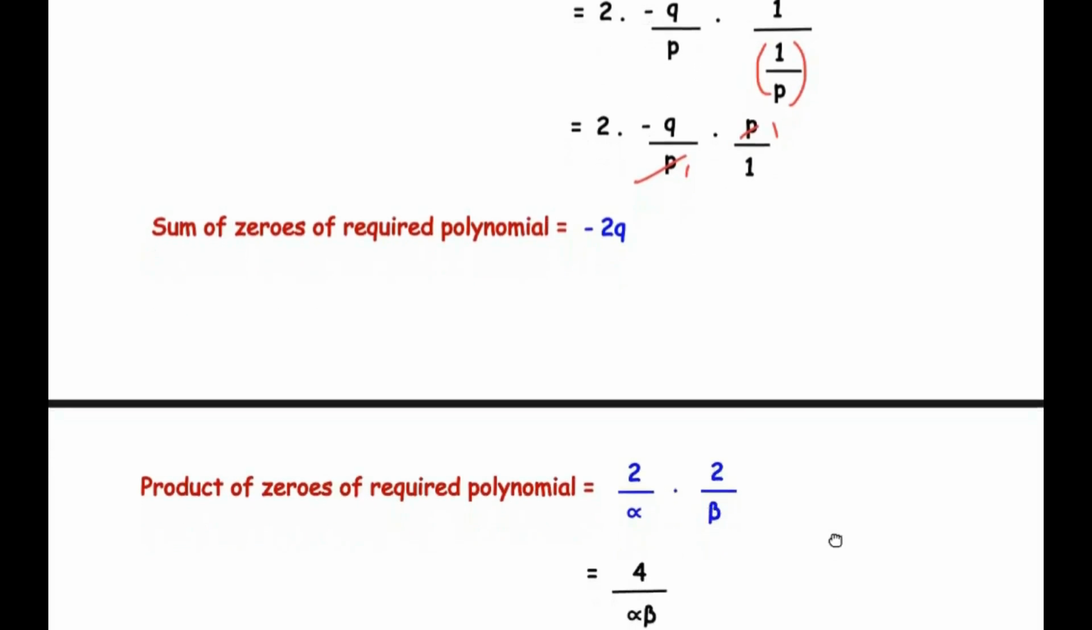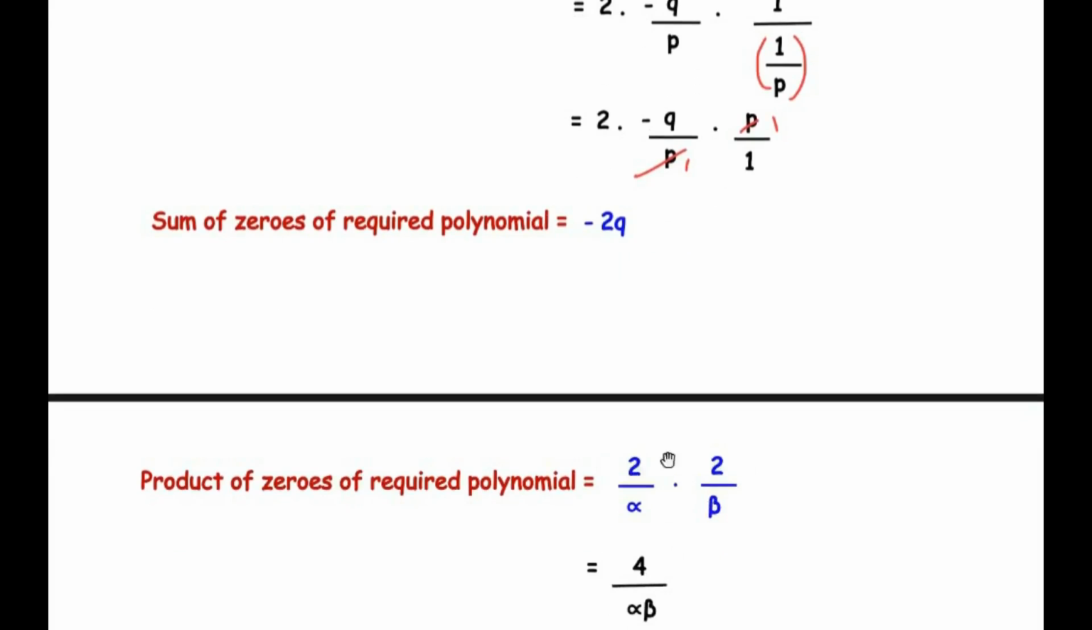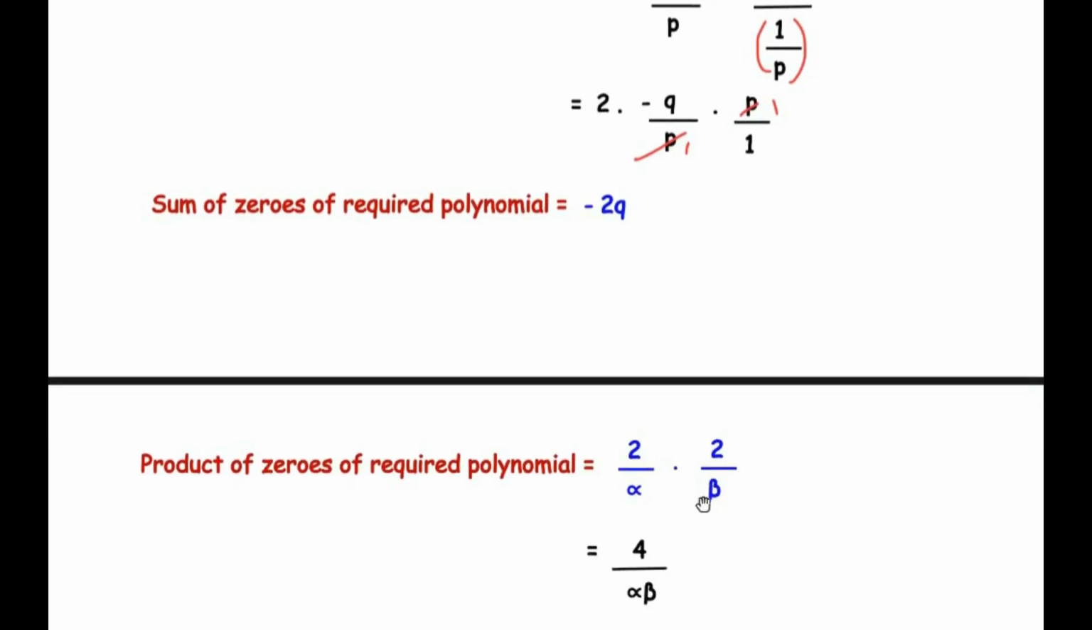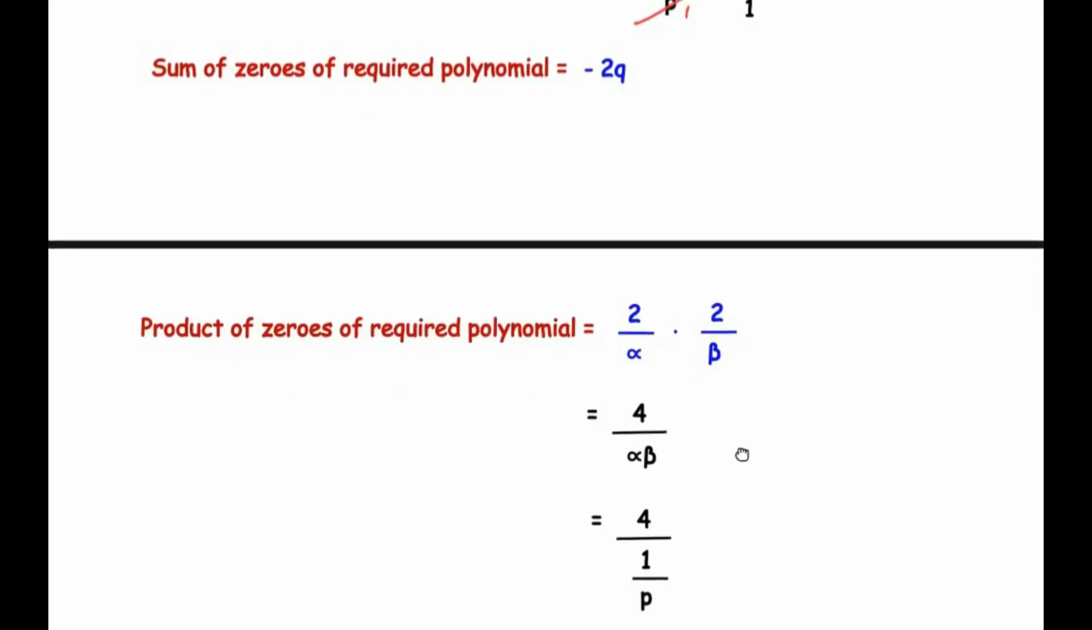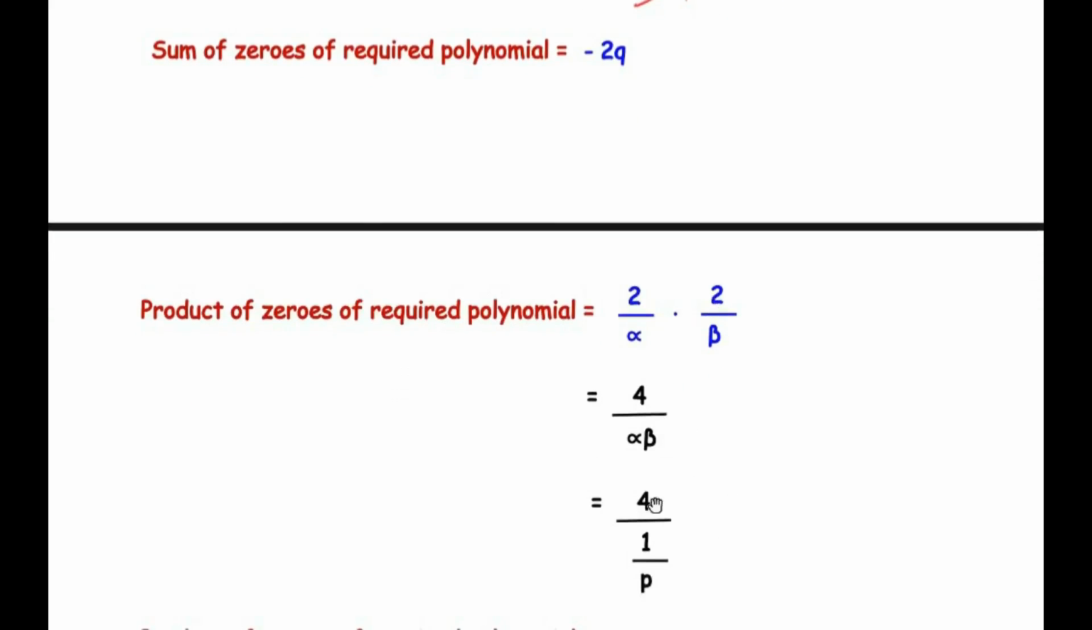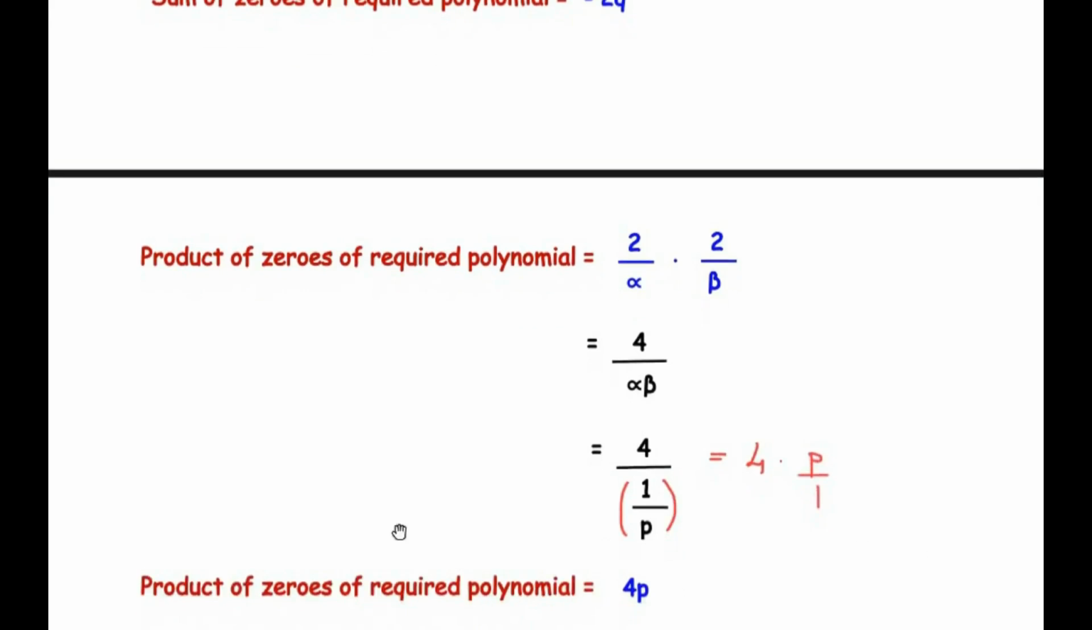Now the numerators will get multiplied together, that is 2 times 2 is 4, and the denominators will multiply together, that is alpha beta. So the product of zeros we got here is 4 over alpha beta. Now we have the value of alpha beta as 1 over p. So here we have written 4 divided by 1 over p. Now as we know, this fraction flips upside down. So we get here 4 times p over 1, giving us the product of zeros of the required polynomial as 4p.